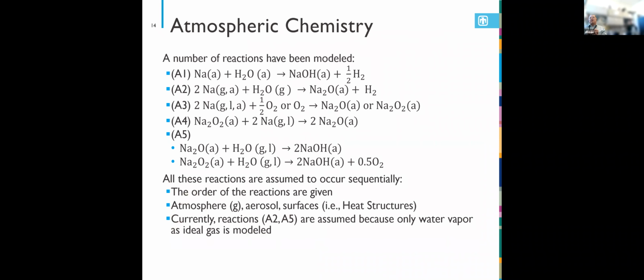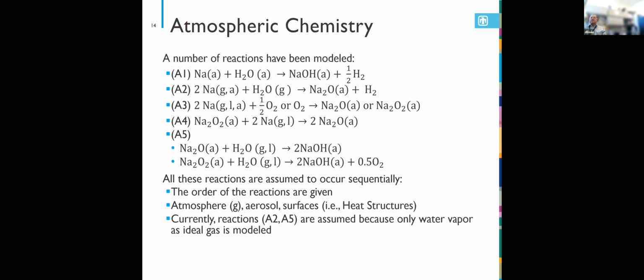Now, the sodium chemistry did not come from Argon. It is about the way it is developed. The model was developed by the CONTAIN group folks. Here we are considering the major five reactions. The first one is sodium reacting with the water, forming hydroxide, and then of course hydrogen is created.